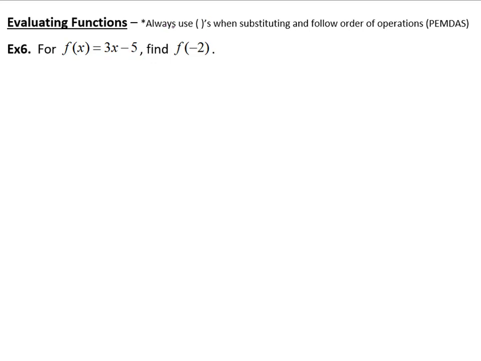Make sure that we're always using parentheses when we do substitution, and of course follow order of operations once we're trying to simplify. So first thing to remember is when you see f of x, this is really the same thing as y. I mean, we could have given you this, y equals 3x minus 5. It means essentially the same thing. This is just notation to tell us that this is a function. It's called function notation. So it's asking us to find the value of f of negative 2.